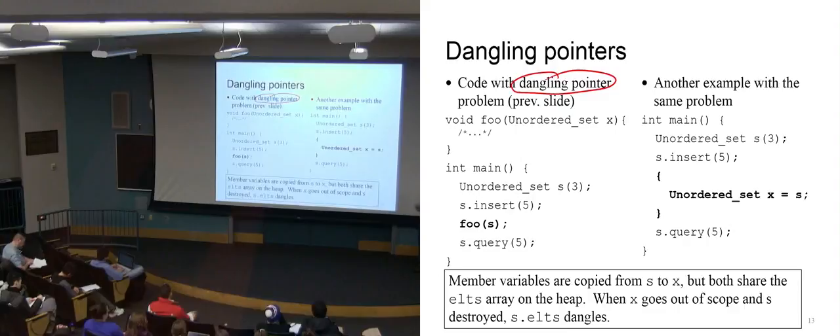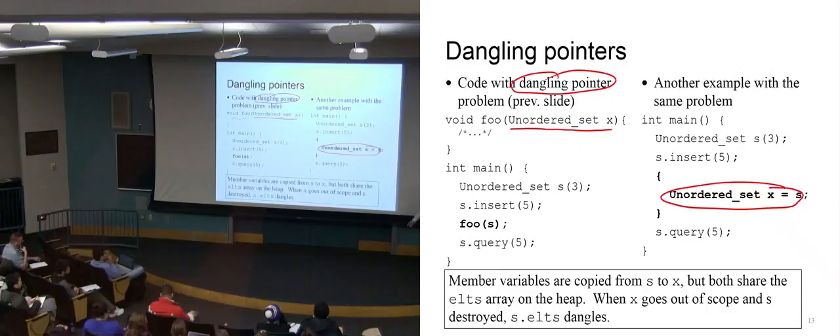So one way to cause this problem is when you make a copy using pass by value. How else do we make copies in C++? With the equal sign. So here's another way to make a copy of an unordered set, which copies the pointer, which means you have two pointers that point to the same place. So both of these pieces of code cause the exact same problem. We're going to solve both of these today.